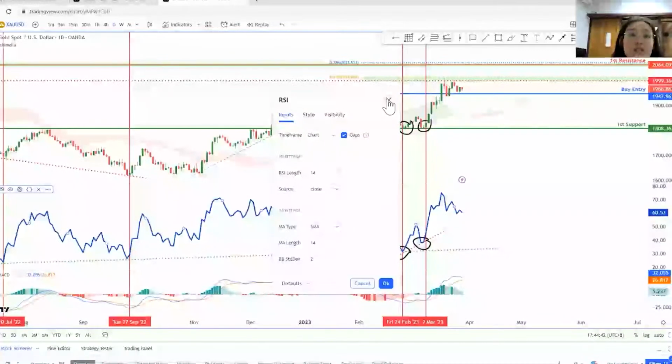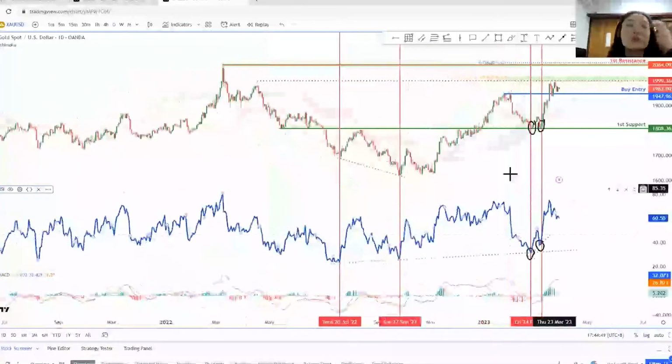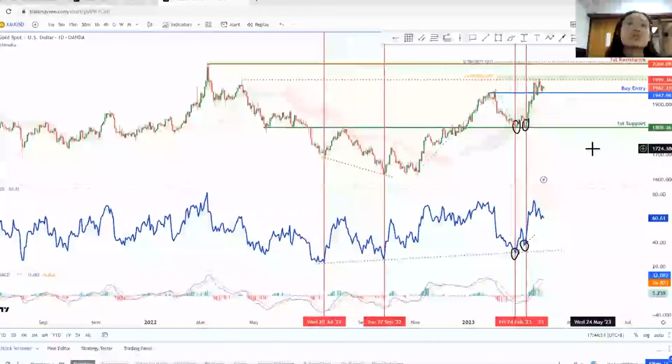Okay, no worries. So I think I had another request for Euro USD. So that would be the last chart that we'll go through really quickly just to identify divergences.